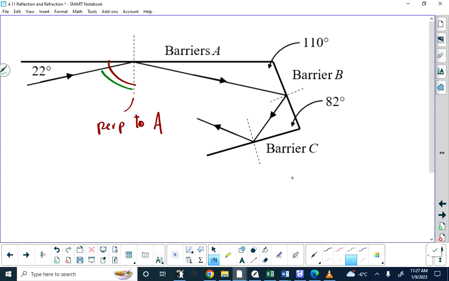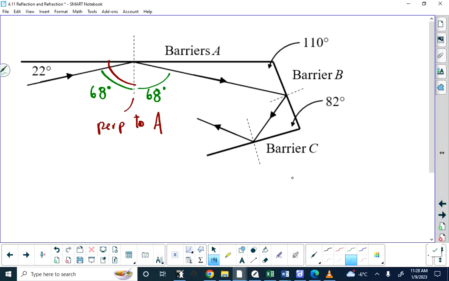And at some point, everybody in the room is going to be saying, you may not be there yet, why do we care? There's a simpler, quicker way to do it. Okay? But 90 minus 22, I believe, gives me 68. And 68 degrees, then, is the angle of incidence at barrier A because it's the angle between the incident ray and the normal line. But the law of reflection says that this must be 68 degrees. Would you agree? Because that's the law of reflection.